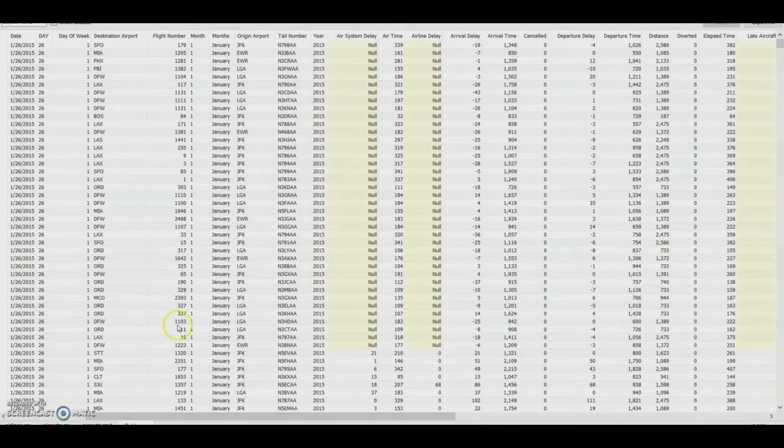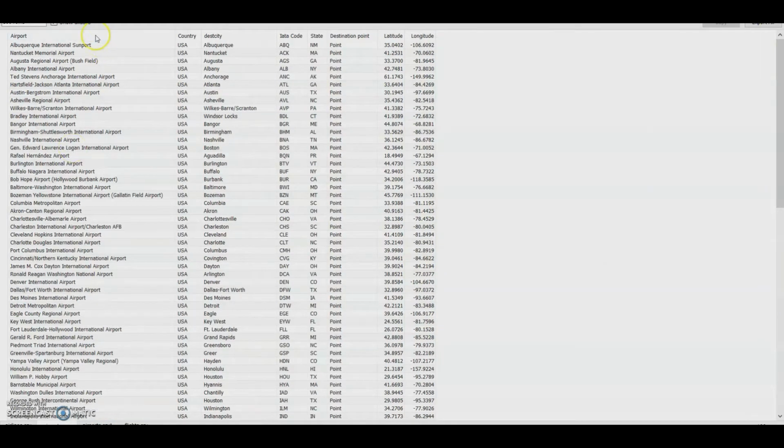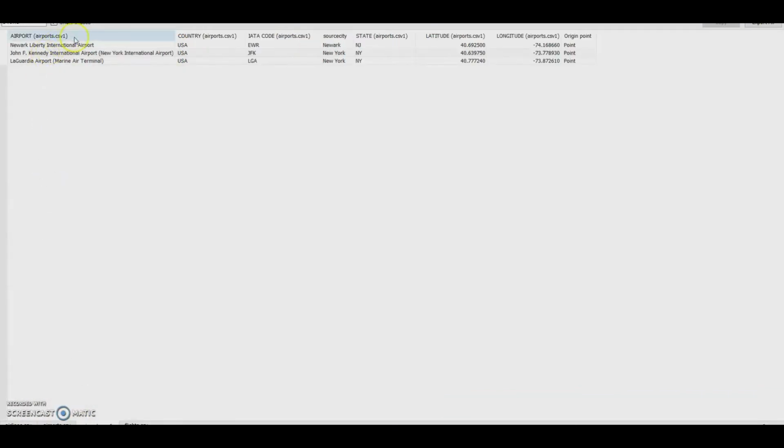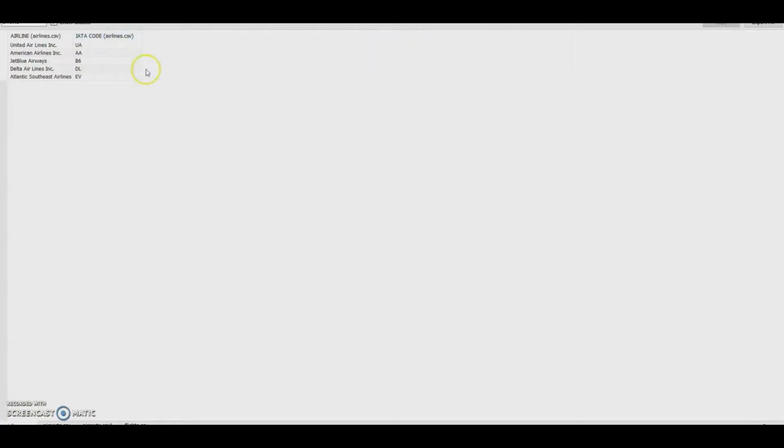Here in the destination airport and the origin airport, we have these abbreviations, and we have connected other data sets that decode these abbreviations. For example, here we have all the airports across USA and their full forms, and in the source airports we have only taken 3 of them because we are only focusing on New York, and these are the airlines that we have taken, the 5 airlines.